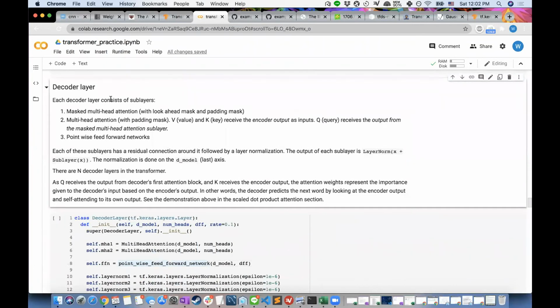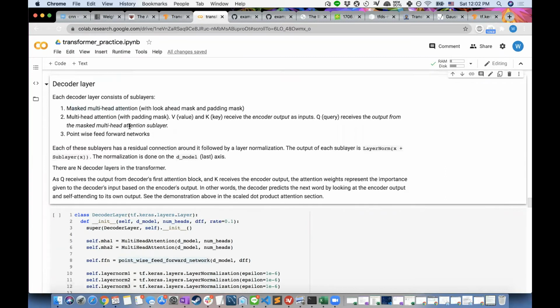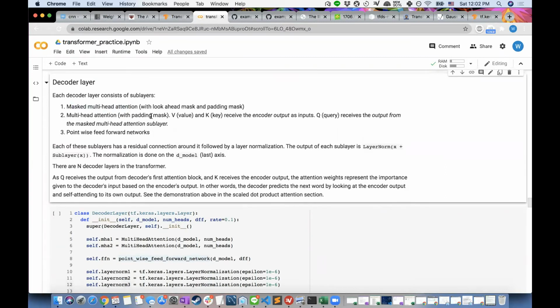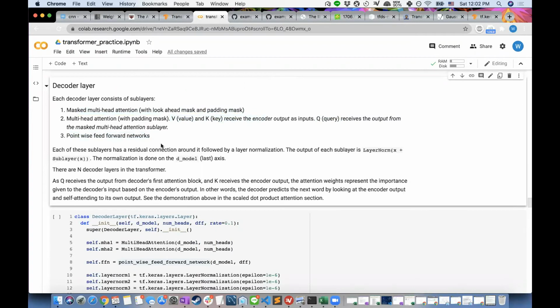Each decoder layer consists of three sublayers. Masked multi-head attention. Multi-head attention with padding mask: V and K receive the encoder output as inputs, and Q receives the outputs from the masked multi-head attention sublayer. So Q comes from this, and K and V come from the encoder, which is above. Then you have the position-wise feed-forward network.